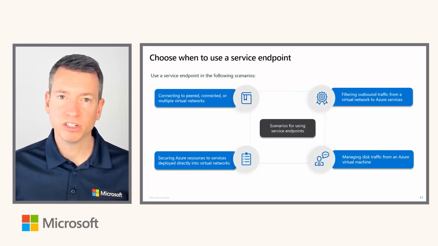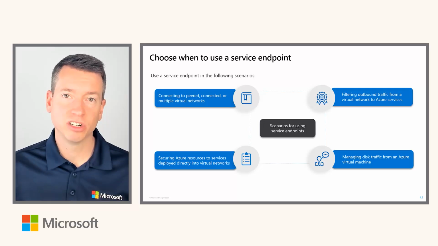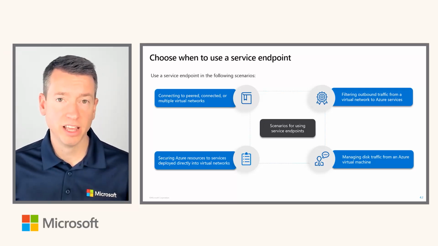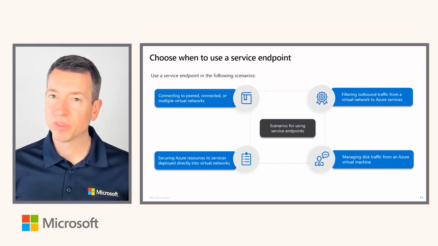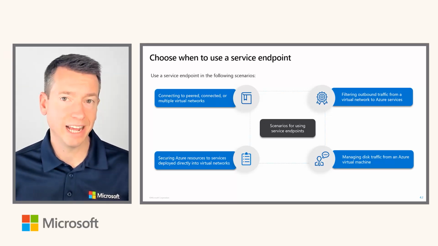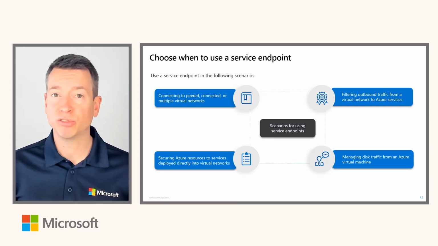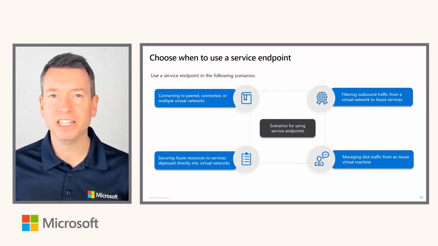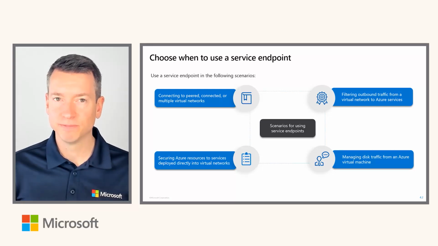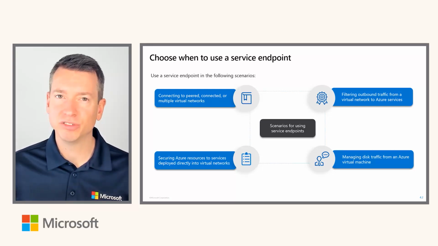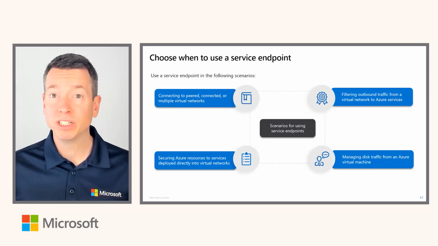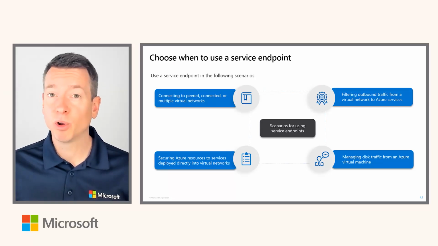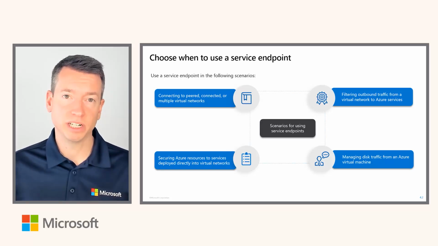Another option for changing the default network connectivity to shared PaaS services outside of the virtual network is service endpoints. Now, service endpoints are configurable at the subnet level inside an Azure Virtual Network, and they are available for a wide, but not complete, range of Azure PaaS services. And this is really easy to confuse with private endpoints, but with service endpoints, you want to secure Azure resources to services deployed directly into virtual networks.